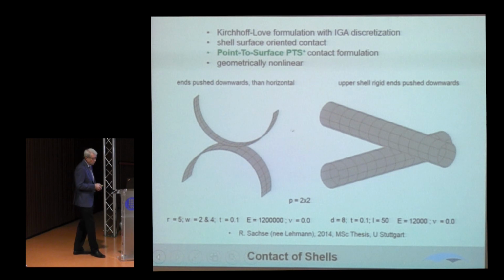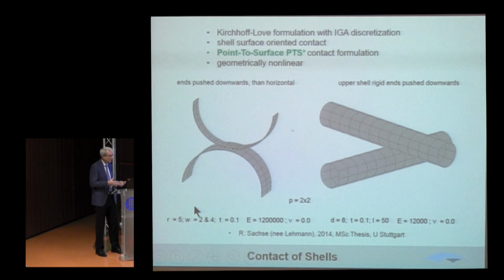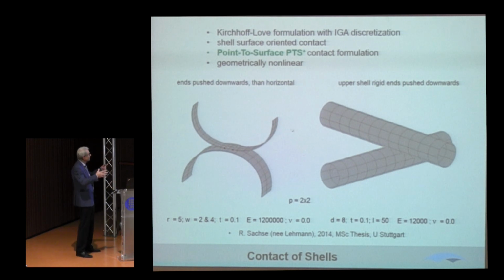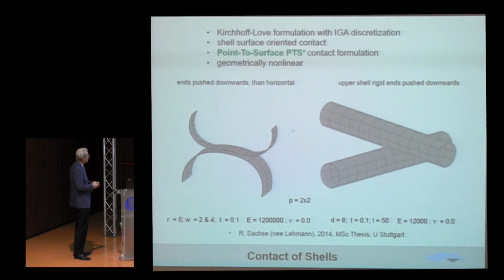Another one or two examples, again with the Kirchhoff-Love formulation. And then shell to surface, as I mentioned, oriented contact, point to surface, PTS plus is chosen, and these problems are geometrically nonlinear. So the one here, it's just this upper part, the upper ring is pushed down and then slides horizontally here, the edges are put down and then they are put sidewards here.